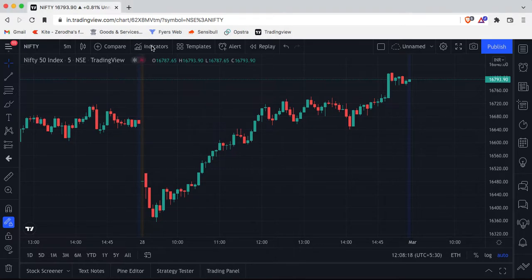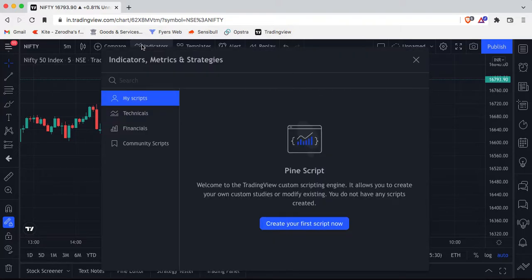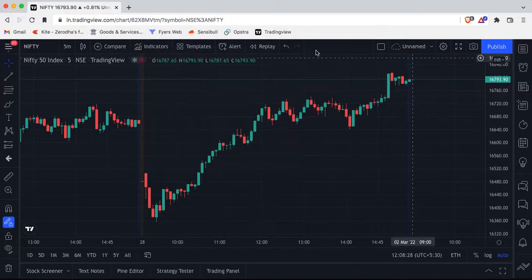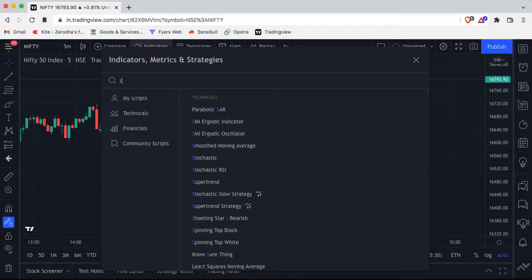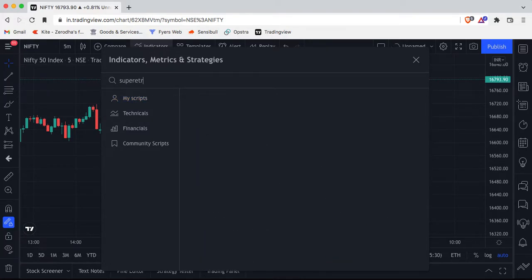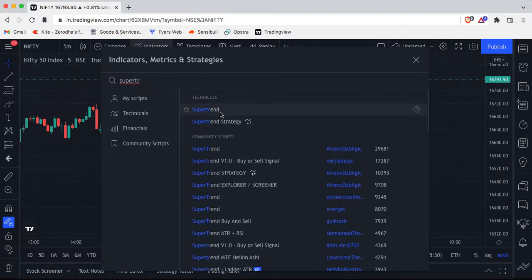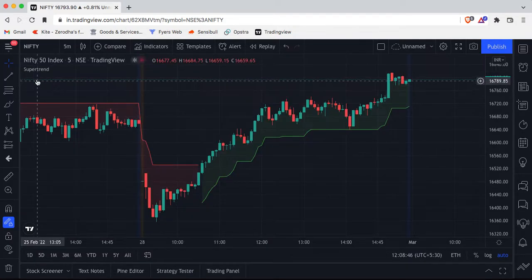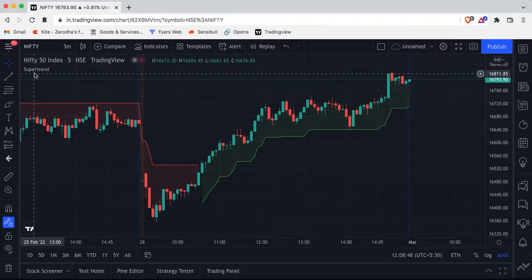Click on this indicator button. I'm using TradingView. In this TradingView website I've opened the Nifty chart, and once you open the chart, click on this indicator button at the top here. You can see indicators. Click on indicators and search for Supertrend. It will come at the top. Select Supertrend, and once you select it, it appears here at the top.